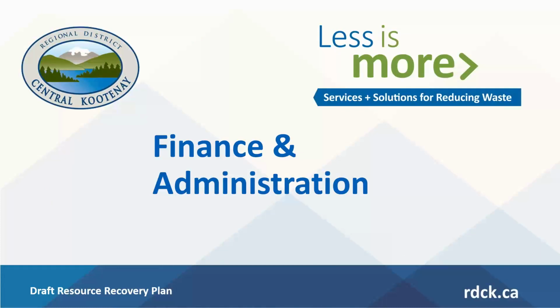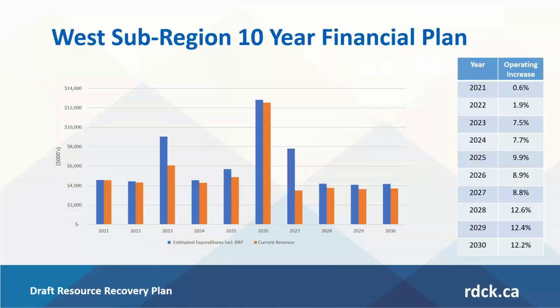With respect to the plan, what is it going to cost and how will it be administered? What this chart shows you is the 10-year financial plan for the West subregion. The bars in blue are the estimated expenditures over 10 years for the resource recovery system in the West subregion, including the new actions that are proposed in the resource recovery plan. The orange bar is the current revenue that has been approved in the 5-year financial plan and then extended on to 10 years. It's important to do this to see whether there are going to be funding gaps with these new projects. And as you can see, there are gaps.